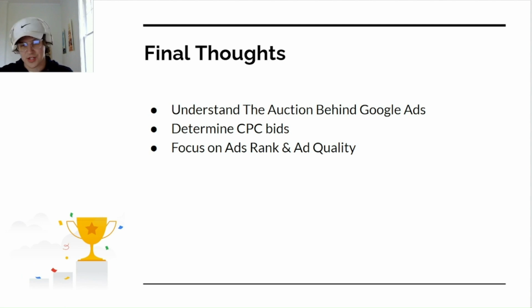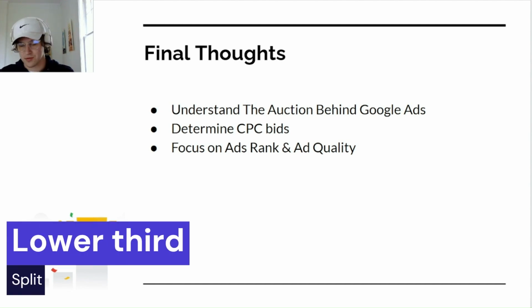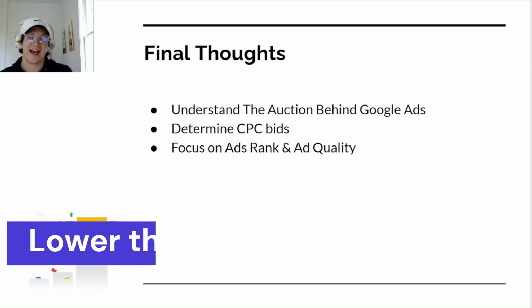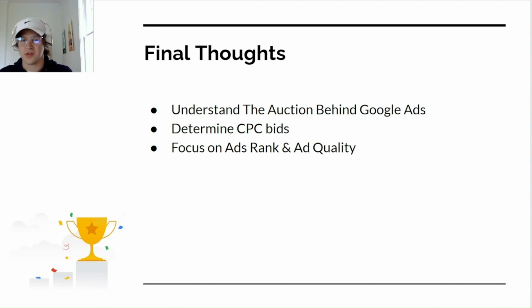I wanted to touch a little bit just on part 1 of this course, right? Understand the auction behind Google Ads. The better you can understand how it works, the better you can figure out what is wrong, what is working, how do I make adjustments to my ads and to my bids, right? It's really vital to understand the ecosystem so you can have scalable ads.